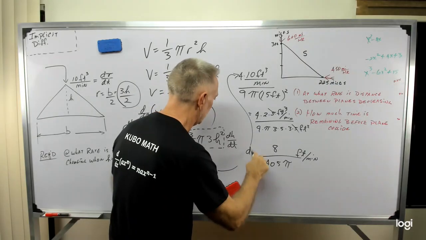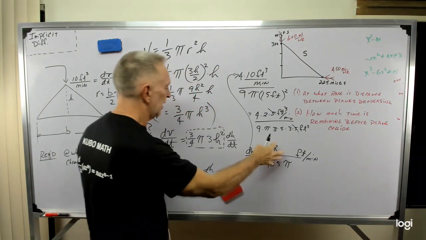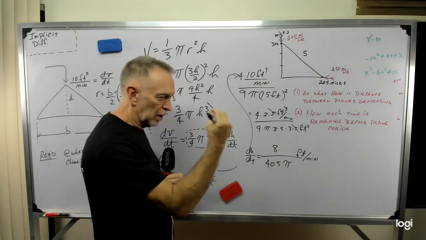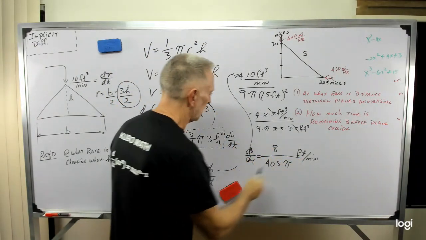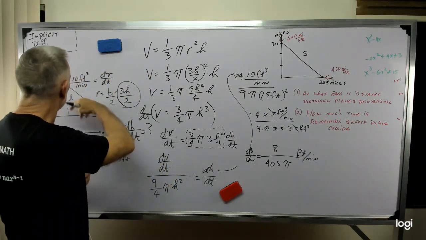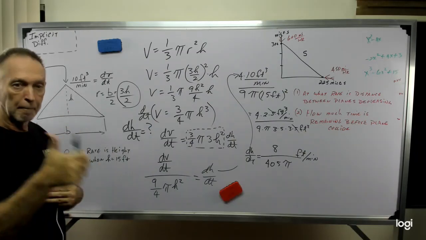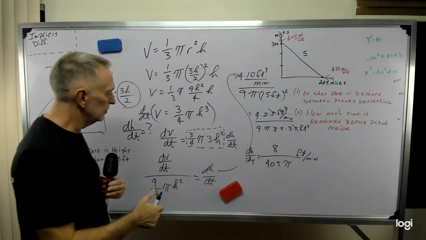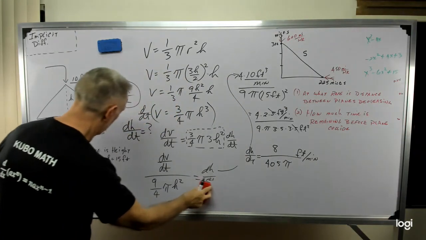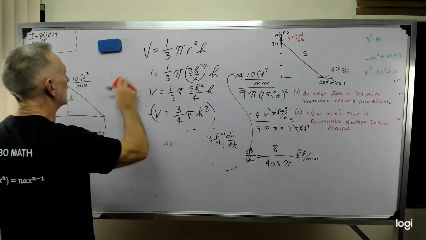So that's dh/dt. It's changing that much, which is a small amount, feet per minute, when the height is 15 feet of this pyramid of sand. Isn't that cool? Okay, one down. Let me erase this now.